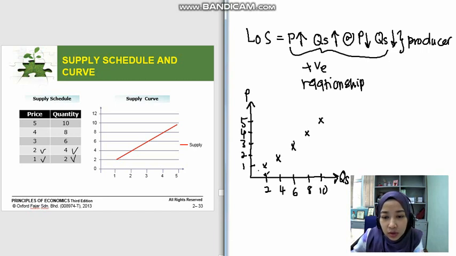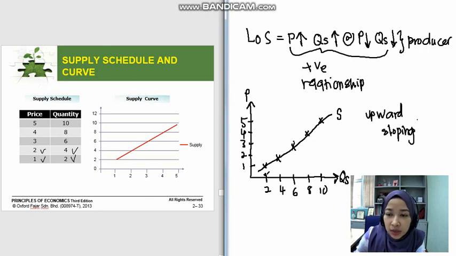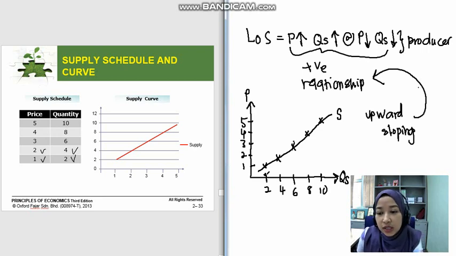You plot all the points and connect them, and you get what we call a supply curve. Your supply curve is upward sloping, while the demand curve is downward sloping. An upward sloping curve explains this positive relationship between price and quantity supplied. So as a producer, when the price of your product increases, you will supply more. That's why you get a positive slope here.